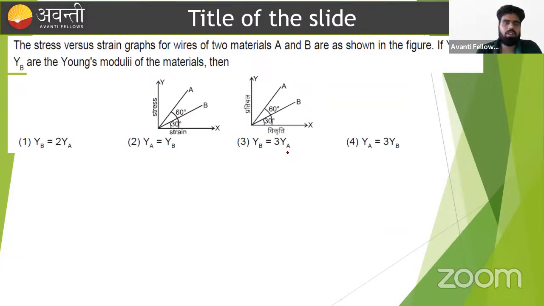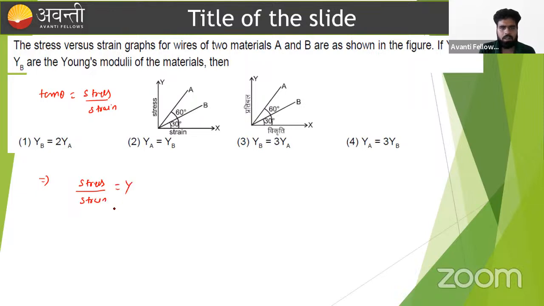Next, again, this is a very easy problem. This is a question on Young's modulus, and the proportional limit is given for two different types of material. In the proportional limit, tan theta is nothing but stress upon strain. So what is stress upon strain in the proportional limit? That is known as the Young's modulus.